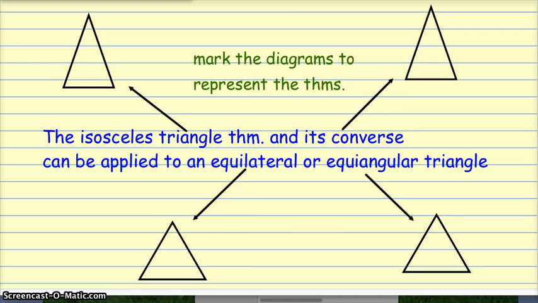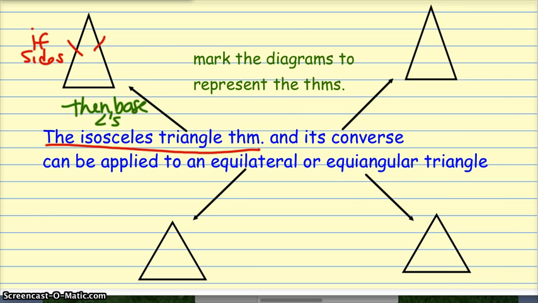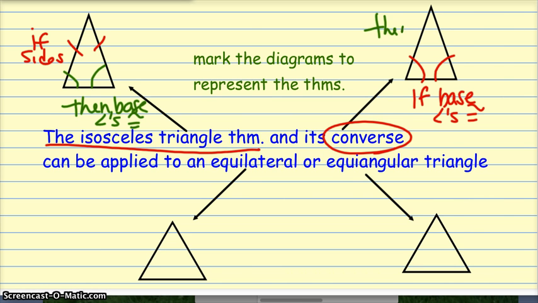Last bit. It says mark the diagrams to represent the theorems. So we know the isosceles triangle theorem was the one that said if sides are congruent, then the base angles are congruent. The other theorem, its converse, went the other way, saying if the base angles are congruent, then the sides are congruent. Same thing going the other order.